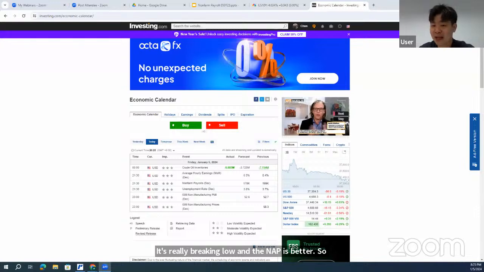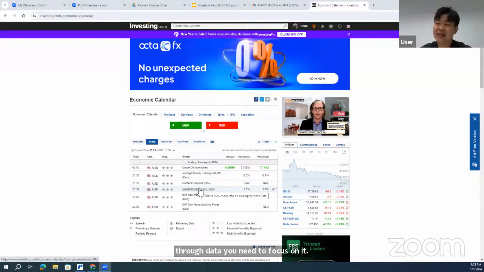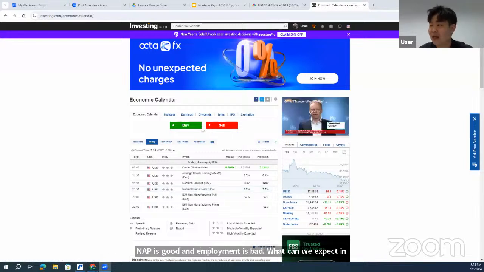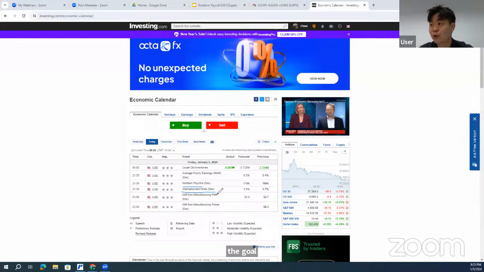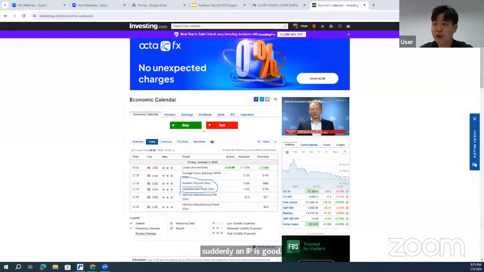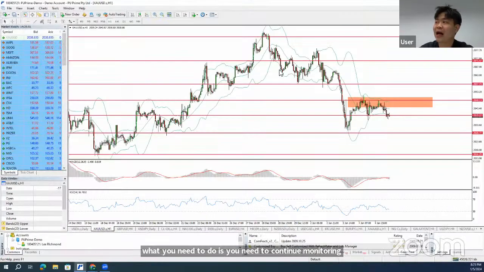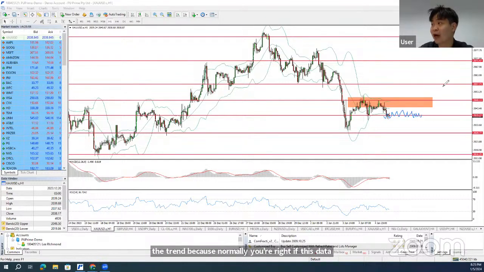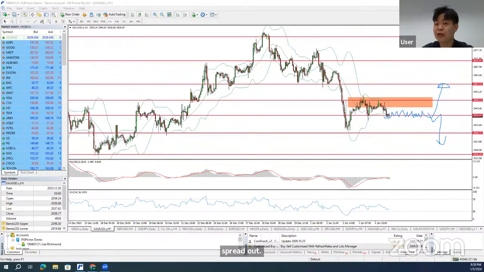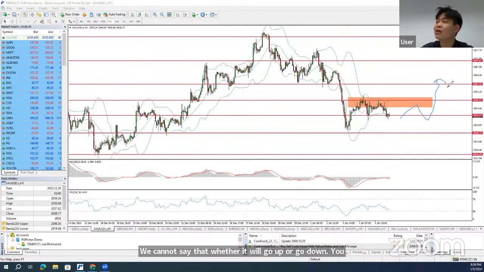Some people might ask me, what if NFP is good but the unemployment rate is bad? What can we expect in the gold trend? When this happens, with two mixed economic data, what you need to do is continue monitoring the trend, because normally, if mixed data happens, it will keep consolidating with some strength until a certain breakout. We cannot say whether it will go up or go down. You need to continue monitoring the chart until it successfully breaks any support level or resistance level. Then only will your confidence to trade on it increase.